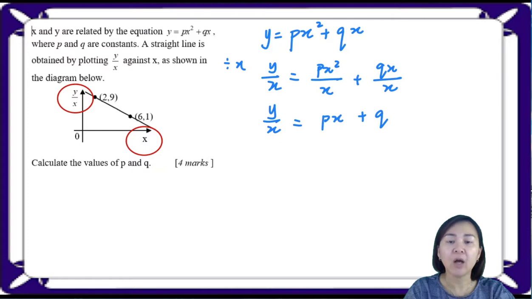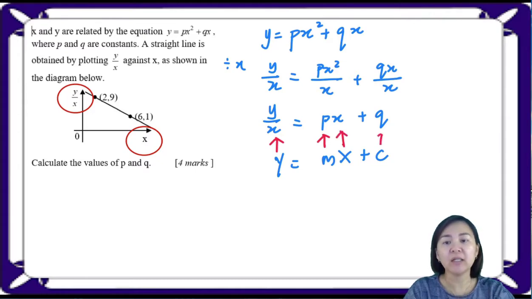plus q. Compare it with y equals mx plus c, which is the general form for linear equations. That is, y is equal to our y over x. The m, which is the gradient, will be equal to the value of p, and the x is the x-axis, and the value of c is equal to q, the intercept of y.